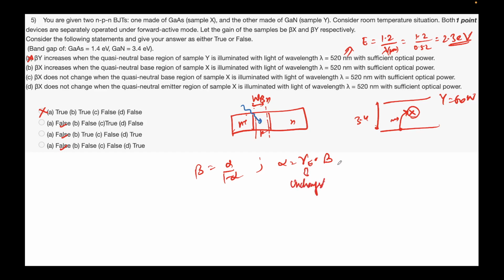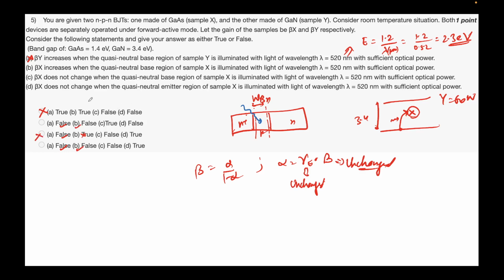Base transport factor: will the recombination increase? Yes, recombination will increase because now there are many more holes. Some electrons which are coming here will see many more holes. But electrons are also generated here, so the net effect will be 0. The electron hole pairs will be generated and they'll recombine. So the base transport factor will also remain unchanged. Thus gamma will remain unchanged, and beta X will also remain. We have already seen GaN does not get impacted with shining of this light. So beta X will not increase. So this option is false, and it is eliminated.